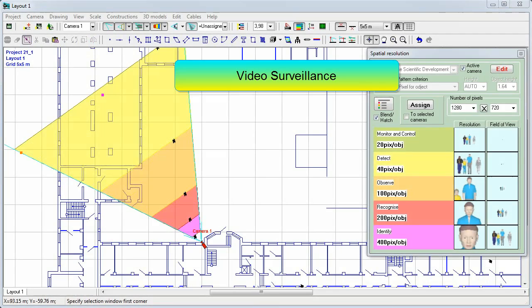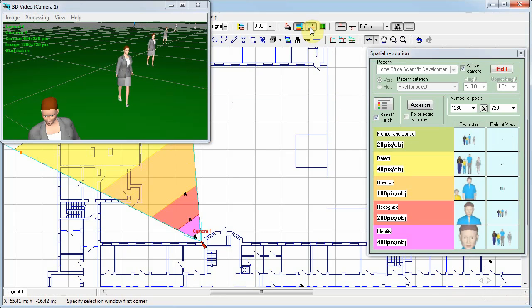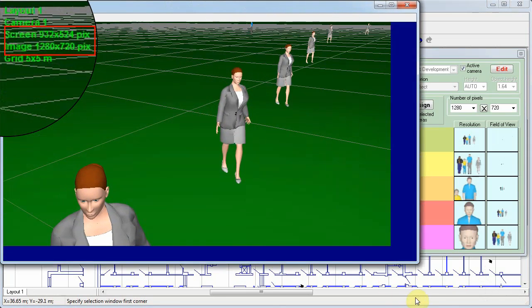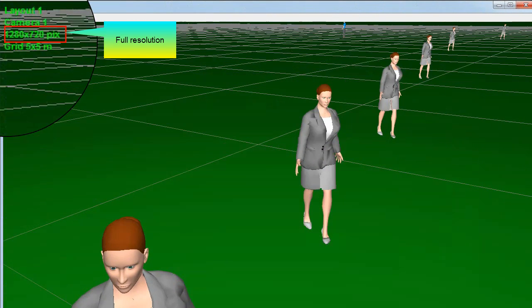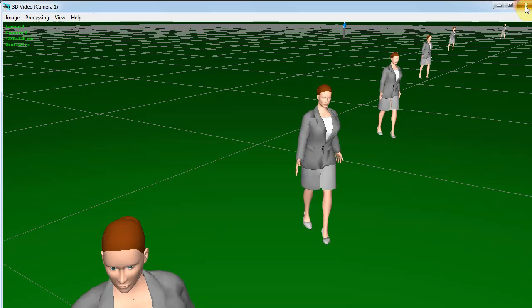First of all, let's separate live surveillance and analysis of records. Obviously, the spatial resolution calculated based on the number of pixels of the camera is applicable only when we are working with an image in its full resolution, equal to the resolution of the camera. This condition is usually satisfied in analysis of records and not satisfied during live surveillance.